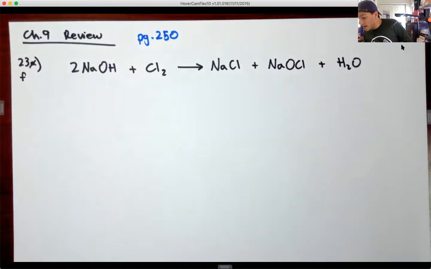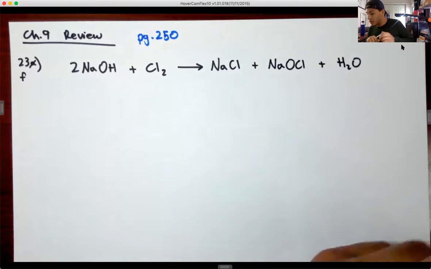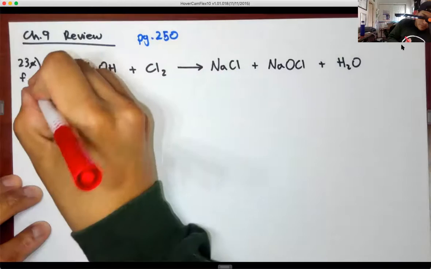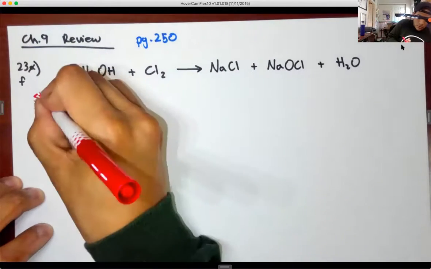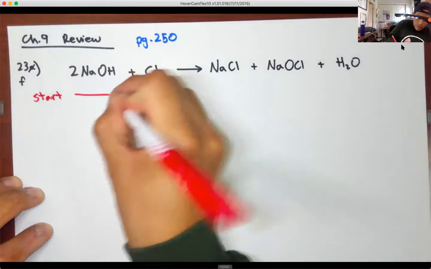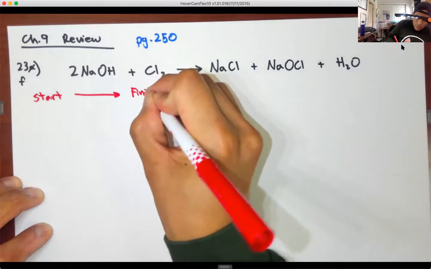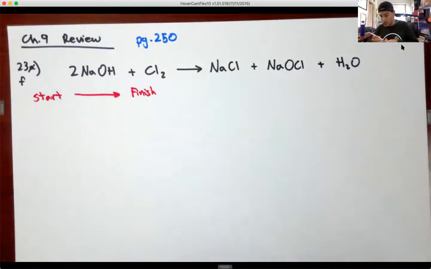What's our question? How many grams of NaOH will react with 37.5 grams of Cl2? So we're starting with what and we're finishing with what? Emma, what are we starting with? What is the value that they give us to start with?